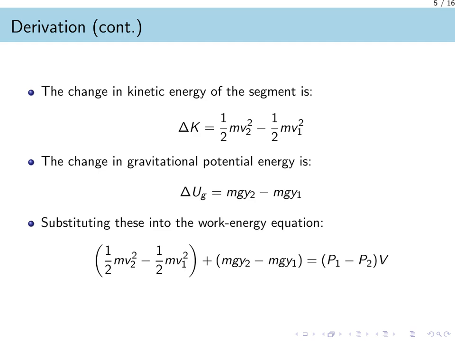Finally, we substitute these two expressions into the work-energy theorem, which states that the net work done equals the change in kinetic energy plus the change in potential energy. This gives us the equation shown at the bottom, which relates the work done by the pressure difference to the total change in the mechanical energy of the fluid.